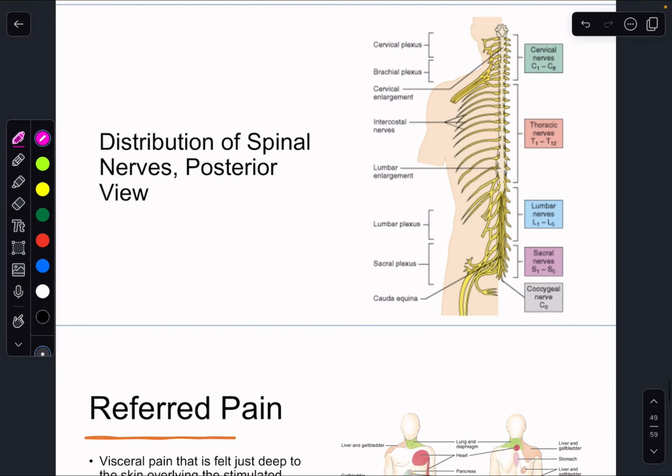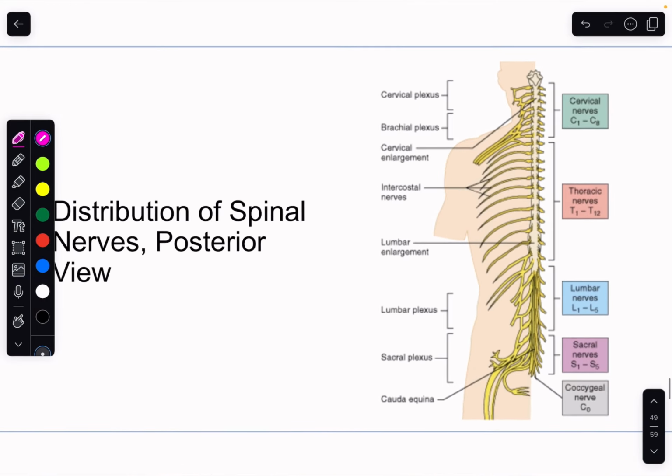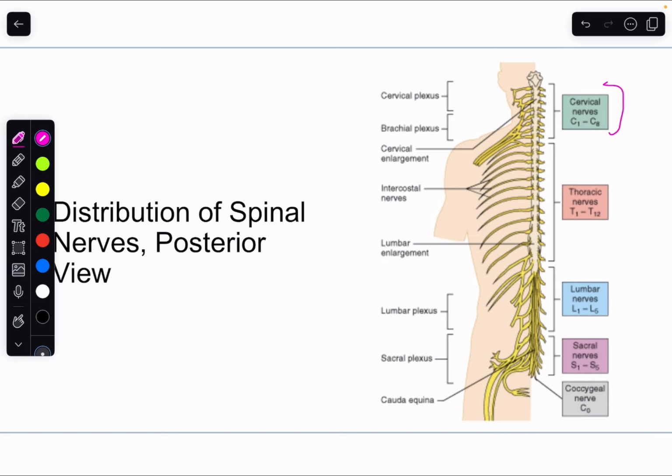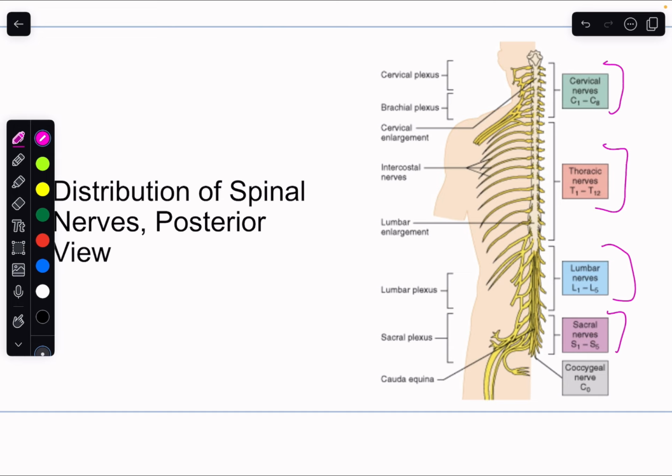All right, distribution of the spinal nerves in posterior view. The cervical nerves are from C1 to C8, the thoracic is from T1 to T12, the lumbar is L1 to L5, and the sacral is S1 to S5. And then the coccygeal, I don't know if I said that right, is C0.